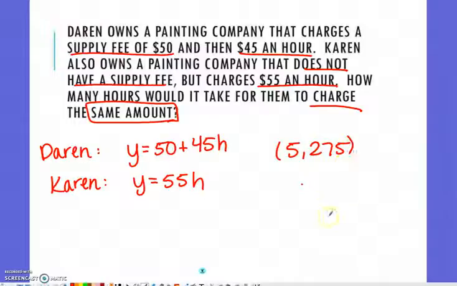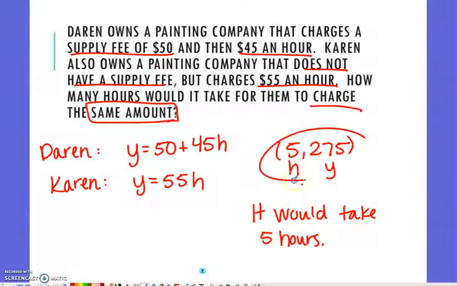But let's explain what that is real fast. This is the h, right? Or the x, right? And this is like the y value, okay? So 5h means what? It means 5 hours. So how many hours would it take for them to charge the same amount? It would take 5 hours. Do not, let me repeat this, do not give me this as an answer. That means nothing. If I say how many hours would it take for them to charge the same amount, and you put 5, 275, that doesn't mean anything, okay? It would take 5 hours for them to charge the same amount. And what this 275 is in 5 hours, they will both charge $275. And I could plug in 5 here for H and show you that.